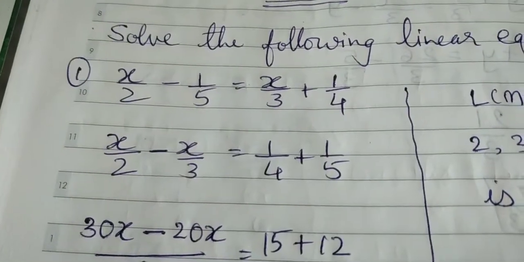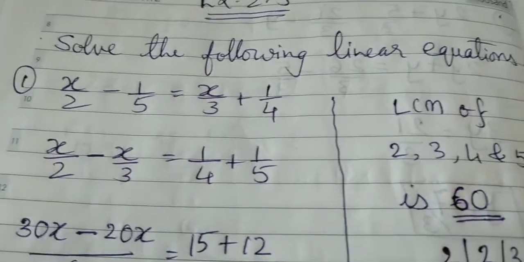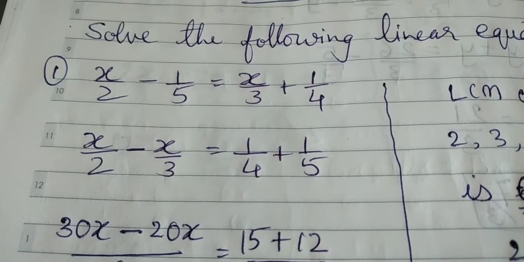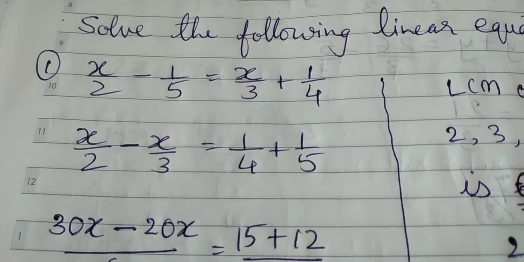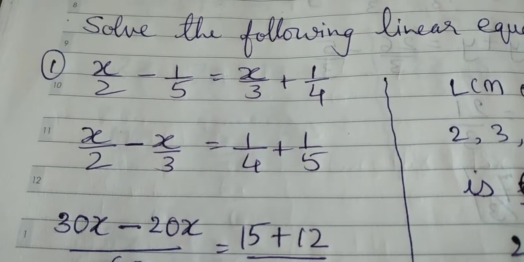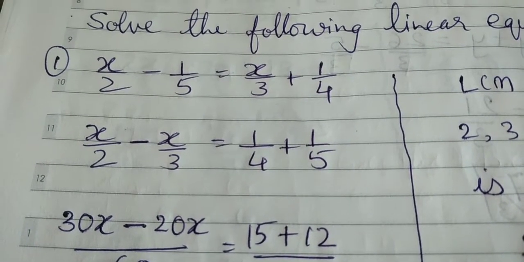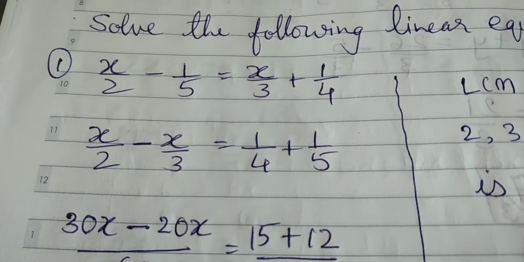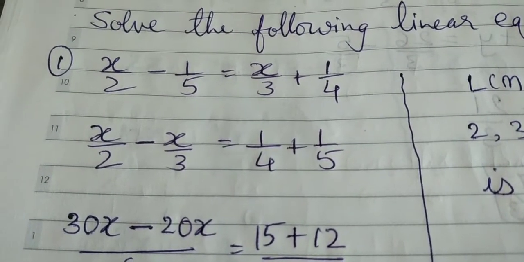Here your first equation under question number 1, solve the following linear equation, is x upon 2 minus 1 by 5 is equal to x by 3 plus 1 by 4. See, sometimes I read it as x by 2, or sometimes I read x upon 2. Both are one and the same.